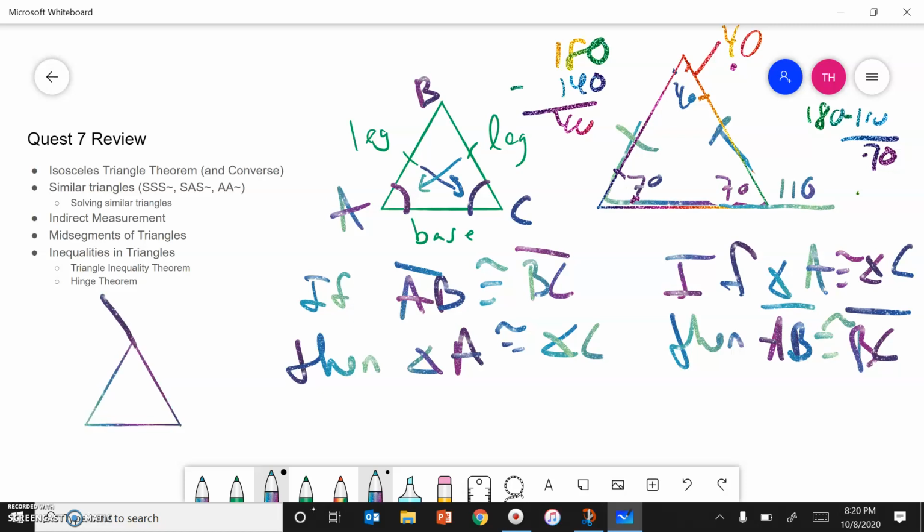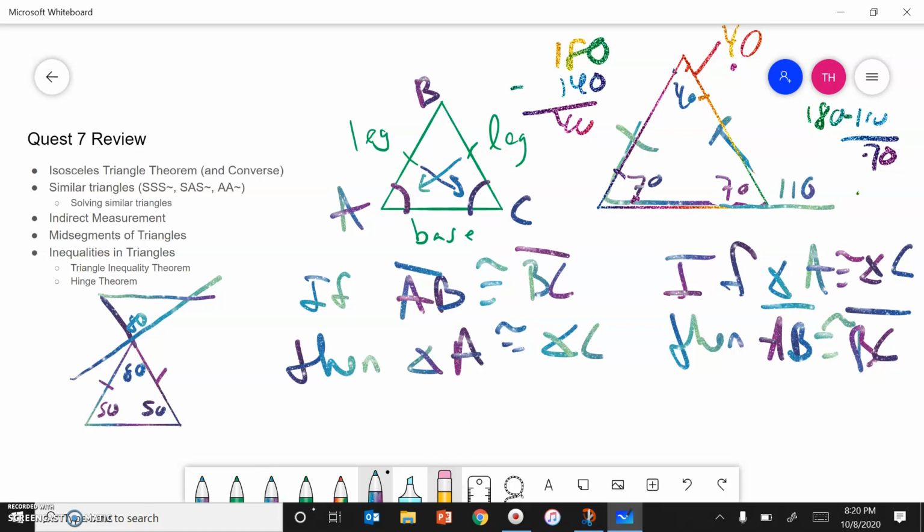Don't forget, if you have triangles with angles that are vertical to each other, same rule applies. If this one is 50, and this is 50, then this would have to be 80, so then this would have to be 80, and so on and so on. All right.